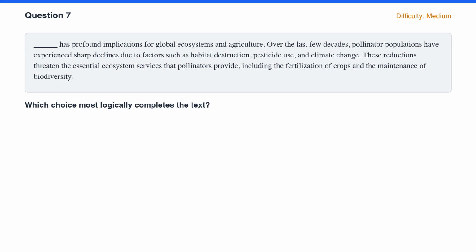Question 7 of 7. Last one. A medium. This passage is titled The Decline of Pollinator Populations. The passage opens with a blank subject that has profound implications for global ecosystems and agriculture, then explains that pollinator populations have dropped sharply because of habitat destruction, pesticides, and climate change, threatening crop fertilization and biodiversity. We need the choice that names the topic the rest of the text develops.